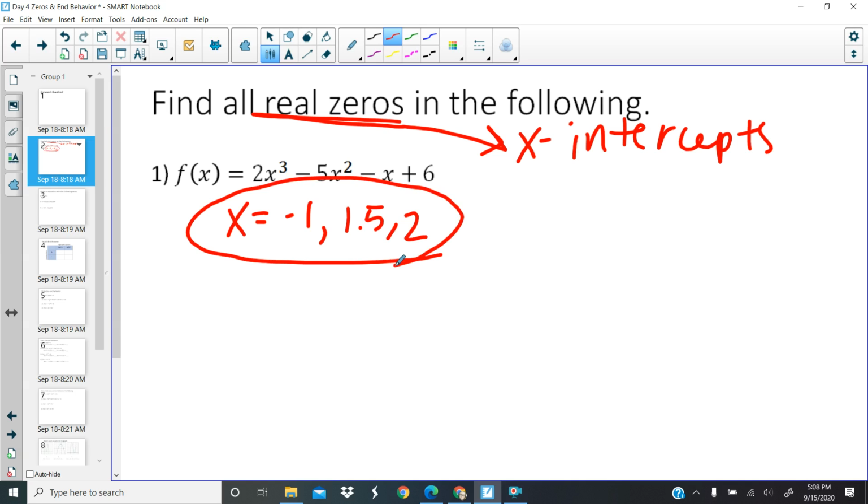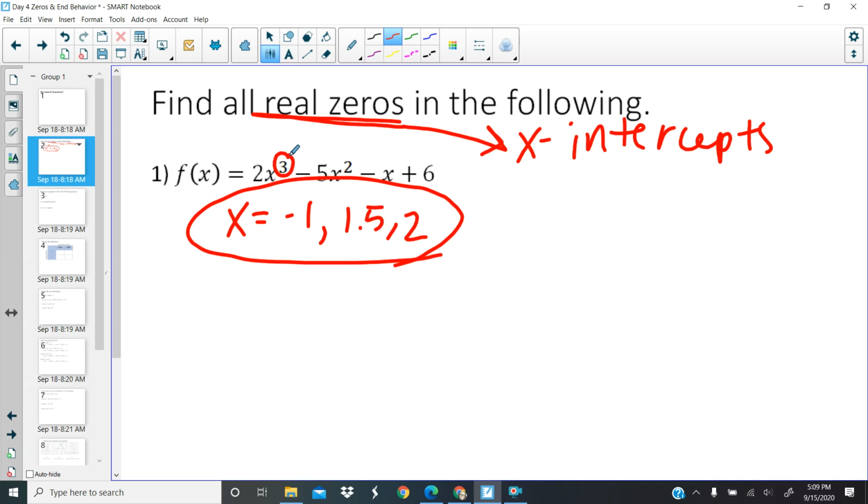One thing I want to make a note of is remember that whatever the highest exponent is, whatever the degree of your polynomial is, that's going to be the number of zeros that you're looking for. Sometimes there's not going to be that many, and that can be due to either imaginary zeros or higher multiplicities.